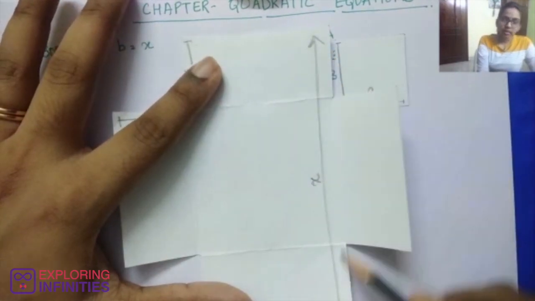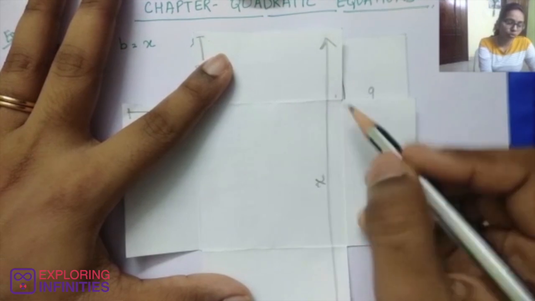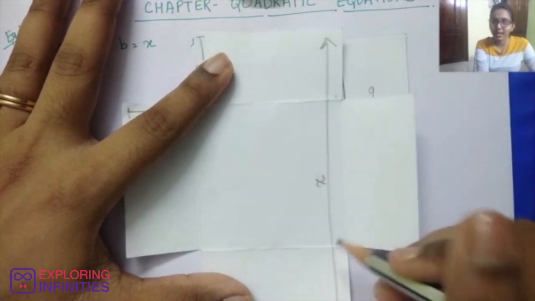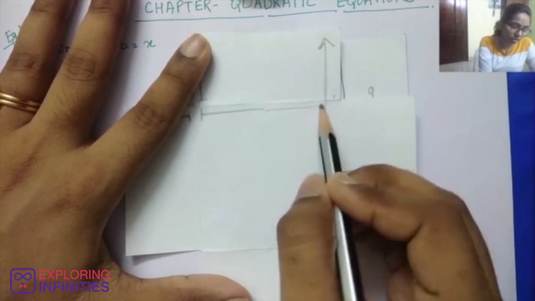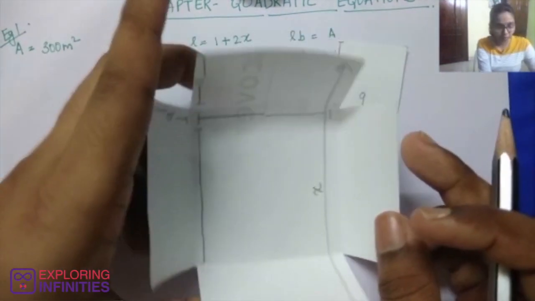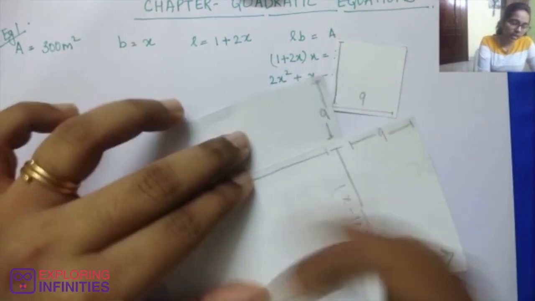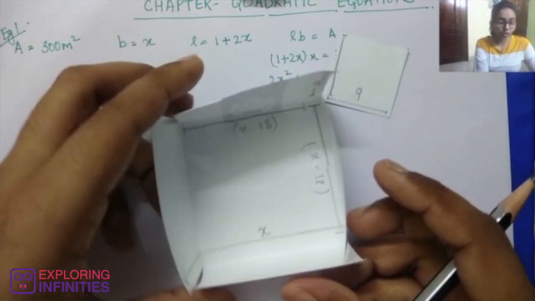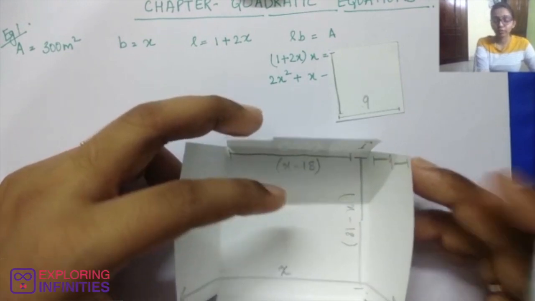If this entire thing is x, she's cutting out 9 from here and 9 from here. So what is left here? It's x minus 9 minus 9, so it's x minus 18. Remember, she has this square as the base of her box. So it's x minus 18 and x minus 18 as the length and breadth of the box. So you have your L, your B, your H, and you know the volume is 144.